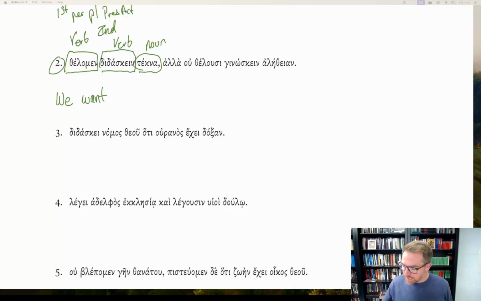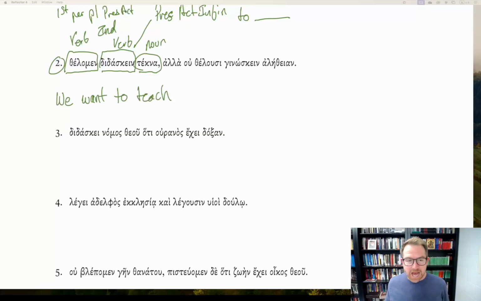And didaskein is that present active infinitive. And those infinitives get translated as to whatever the verbal idea is. And didaskein is from the verb didasko, I teach. So we want to teach tekna. This is a neuter noun, neuter plural, children. And this is the direct object.